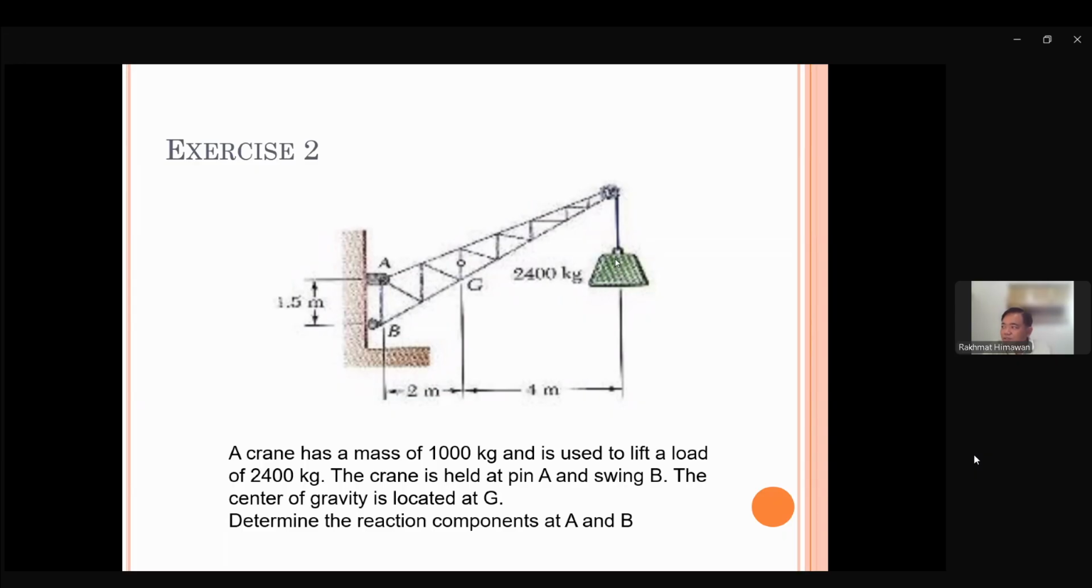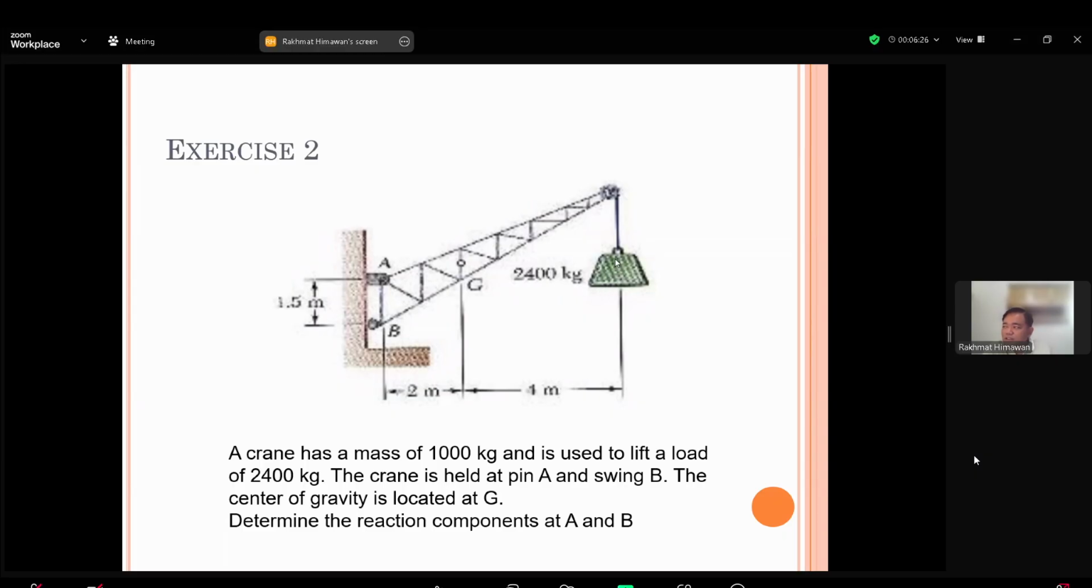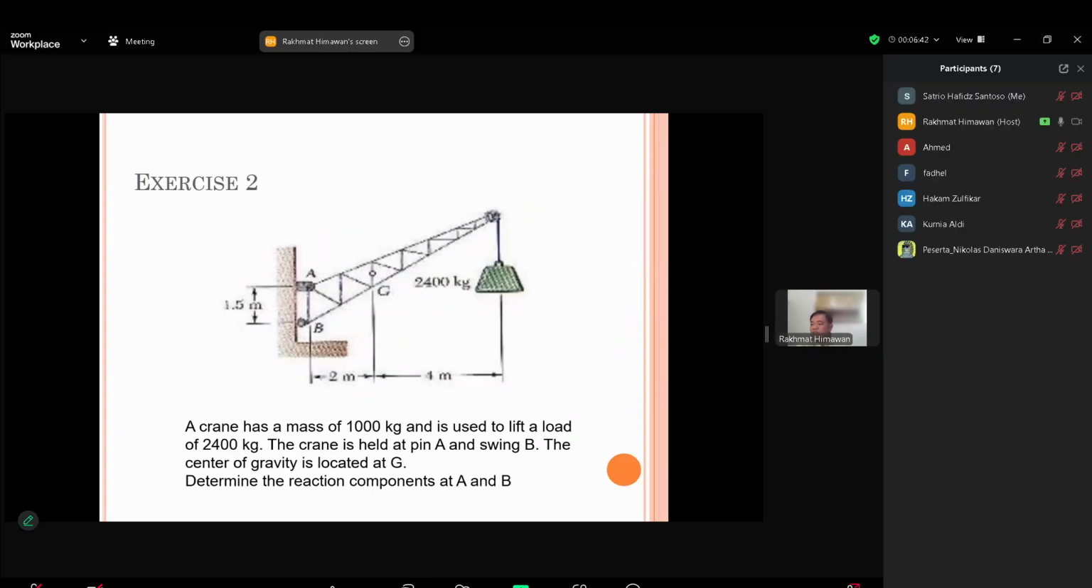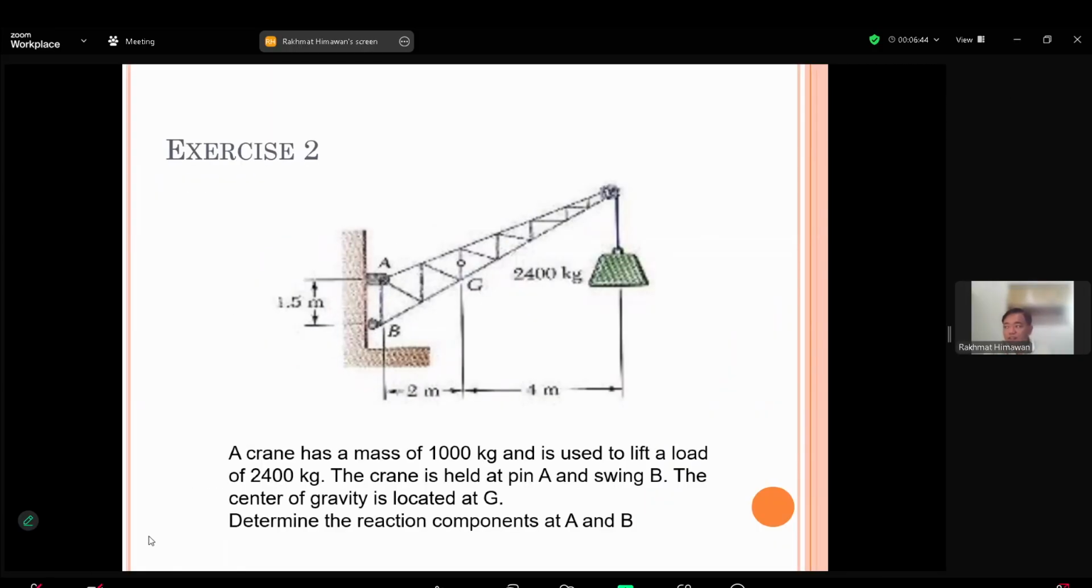This is an action force of 2,400 kilogram. This has an action force with a mass of 1,000 kilogram. And then A and B is the place where the reaction should be. Again, this one uses kilogram, okay? So if you want to change to Newton, then you need to calculate with gravity, right? Weight is mass multiplied with gravity.